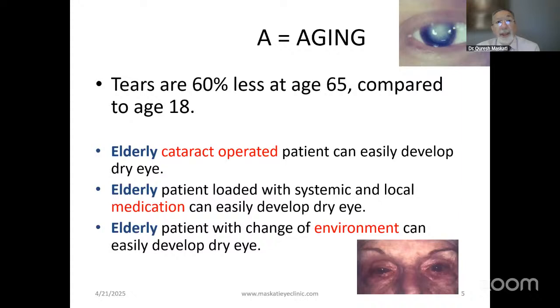So A for aging, we must know that tears are 60% less at age 65 compared to age 18. So as we grow older, the body secretes less tears. So imagine an elderly 65, 70-year-old patient who's got borderline dryness because the tears produced are less. They can easily develop dry eye because the cataract surgery is done. Any surgical procedure causes a little disturbance to the neurons, and the neural loop is disturbed and you can get dry eye.